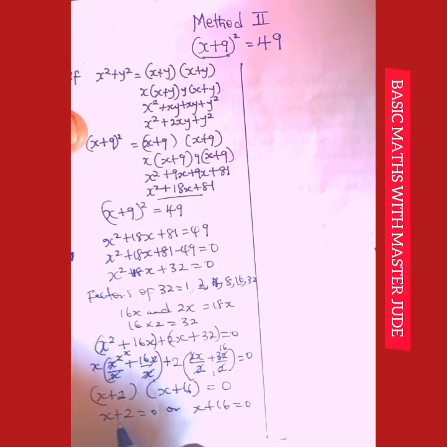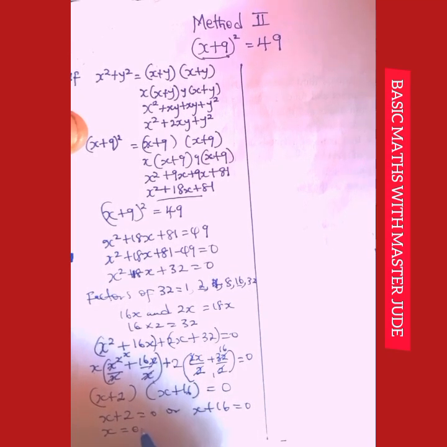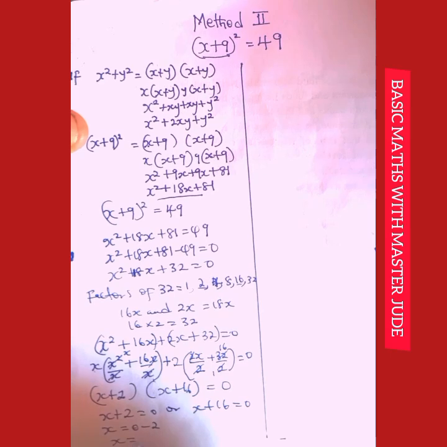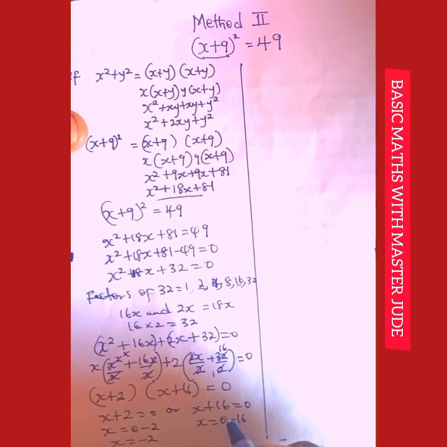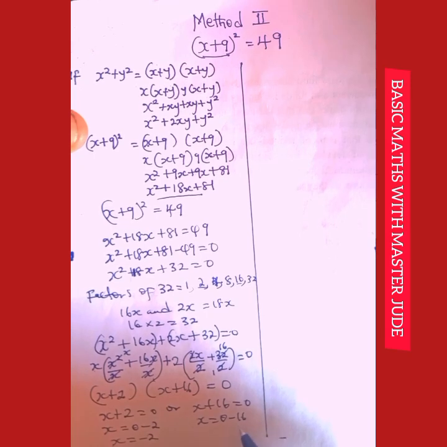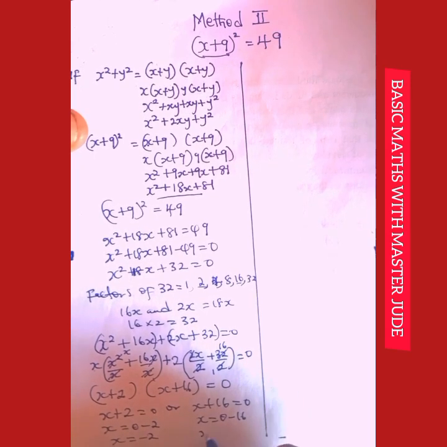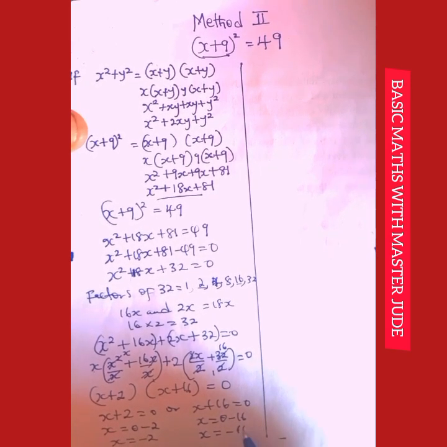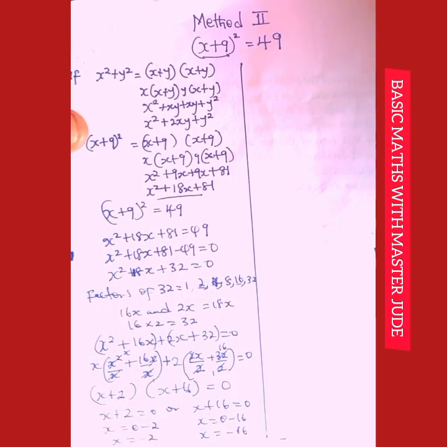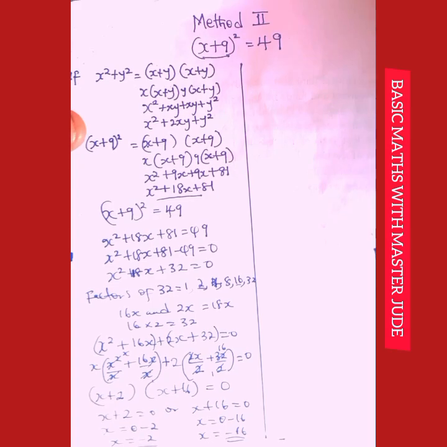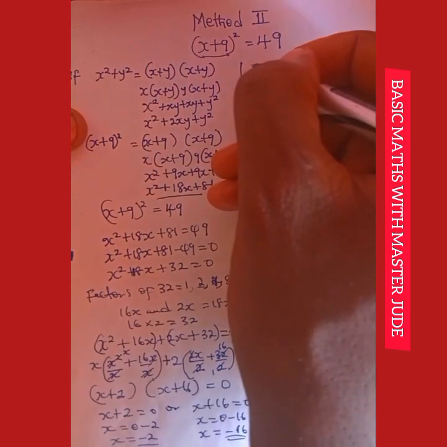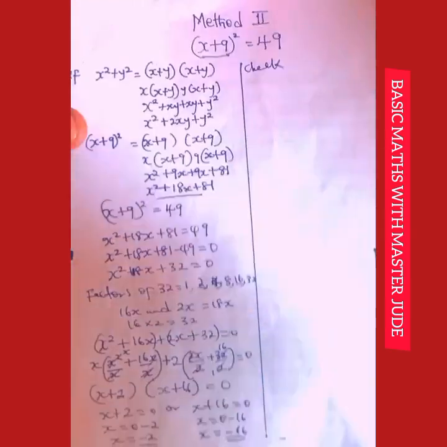Then plus 2 crossing the equality sign becomes minus 2. So I have x equal to 0 minus 2, so my x is minus 2. Or x is equal to 0 minus 16, as plus 16 crossing the equality sign becomes minus 16. Then x is equal to minus 16, because 0 minus 16 gives me minus 16. So the two values I got are minus 2 and minus 16. Now let's check if our answer is correct.